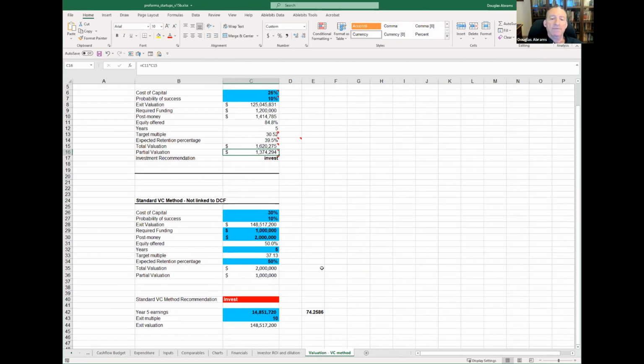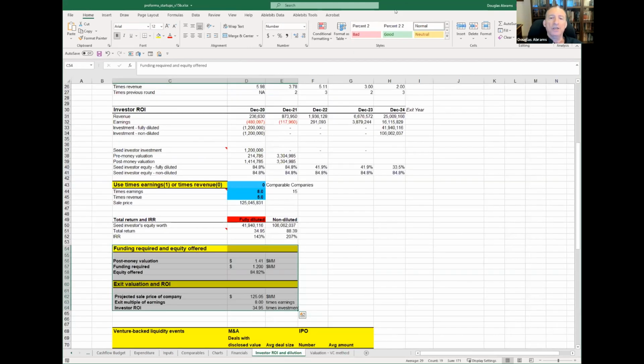The reason that we give this second version of VC method, where you can put in all of your own inputs without linking to the DCF output, is in the case where we can't use the DCF formula because the company has no cash flow. So you can still use the model to do a venture capital method valuation, even if the startup that you're modeling has no positive cash flows.